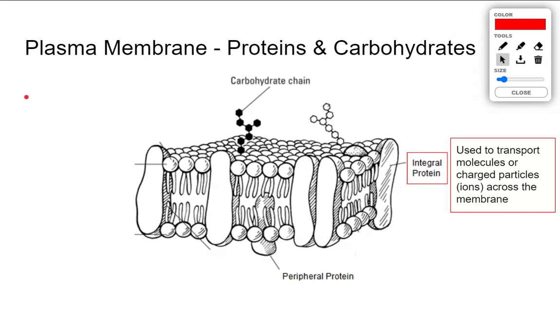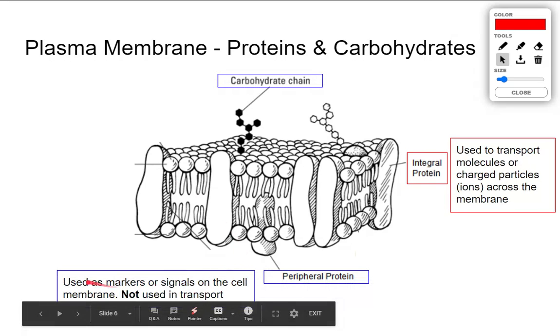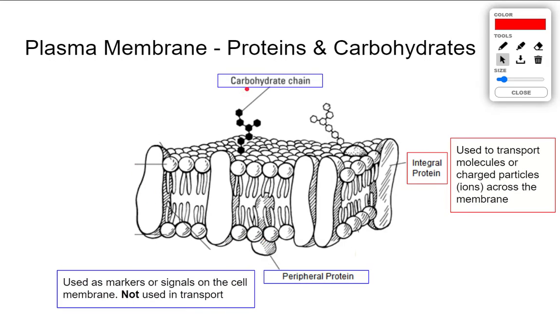The peripheral proteins are not used in transport. They don't go all the way through. They kind of hang out on one of the surfaces. And the same thing with carbohydrates. Those are not used in transport. They're used in the idea of signaling.